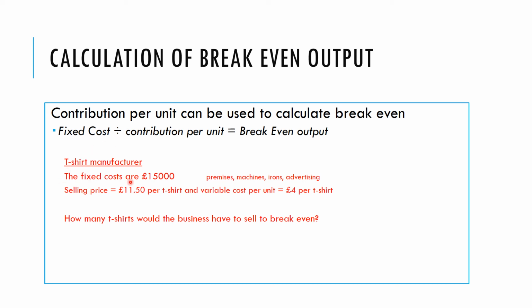In our scenario, the fixed costs are £15,000. We can plug that in. The selling price is £11.50 and the variable costs are £4. So with that information, we could work out the contribution per unit is £7.50. So how many t-shirts would the business have to sell to break even? If we use the formula, fixed costs divided by contribution per unit, we get an answer of 2,000, and that means 2,000 t-shirts. Our business would have to sell 2,000 t-shirts to reach a situation where revenue equals costs.